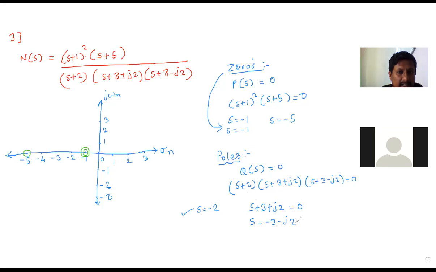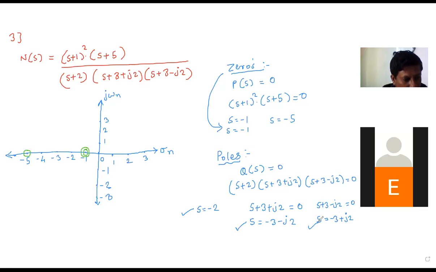s is equal to -3 minus j2. Next one. So at this location there will be poles. Next, you took s plus 3 minus j2 is equal to 0, so s as it is. This 3 goes to the right hand side and becomes -3. This minus j2 goes to the right hand side and becomes plus j2. Do you all understand this much?